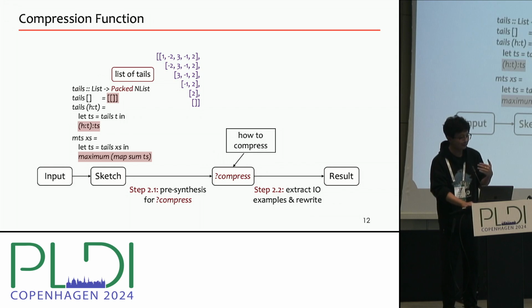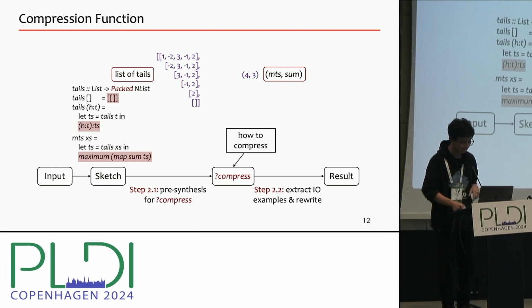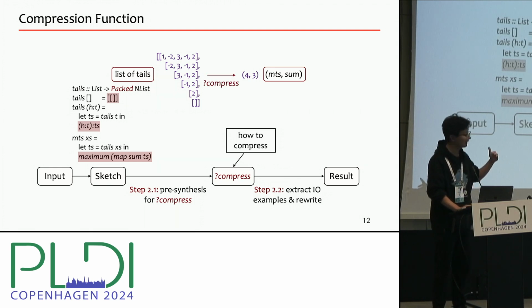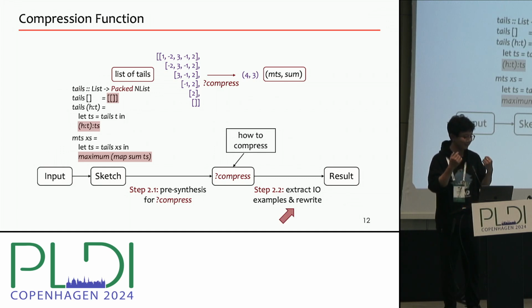And what we need to do is to compress it into two integers, the value of MTS and the sum of all possible values. So the expected compression function here should take the left side list as the input and then correctly produce the corresponding two integers on the right. So later I will first show you how this compression function helps generate input-output examples, and then I will go back to the problem of synthesizing this compression function.